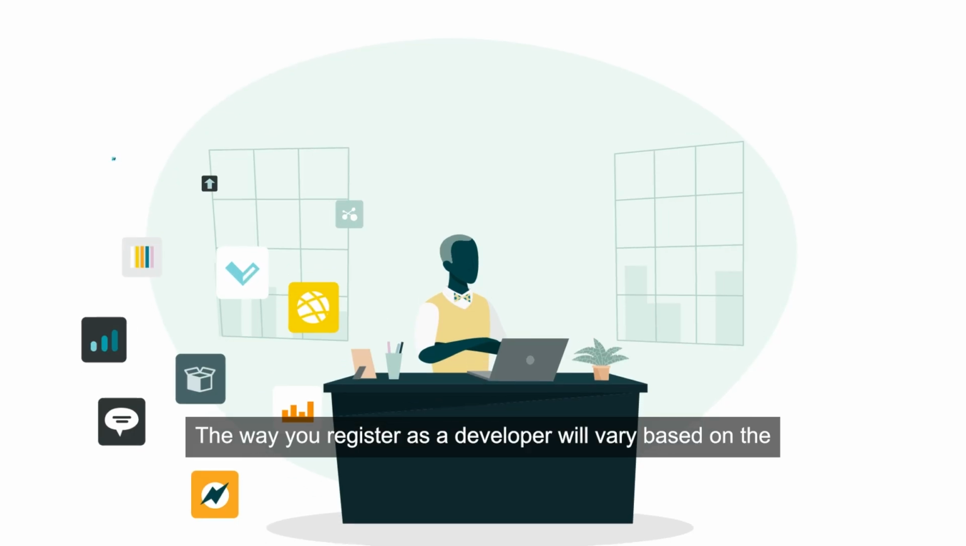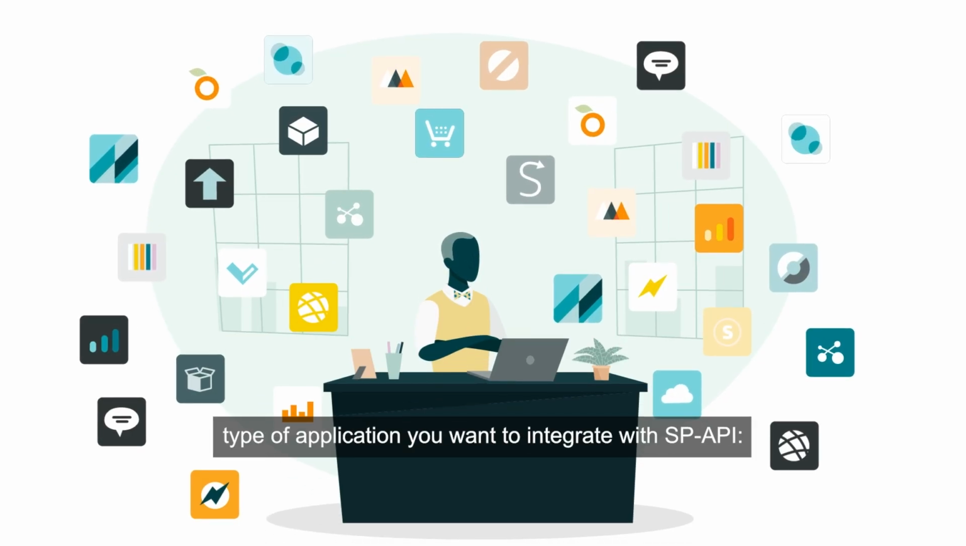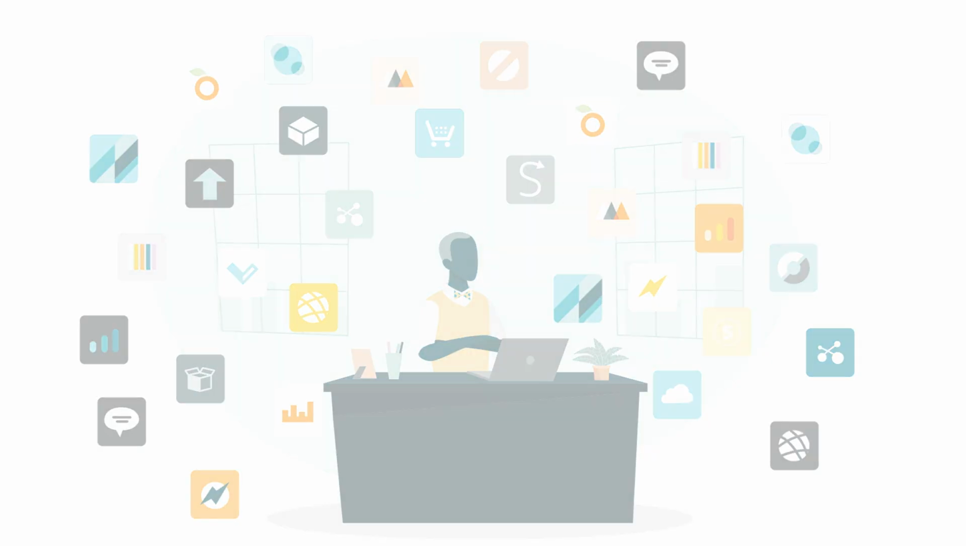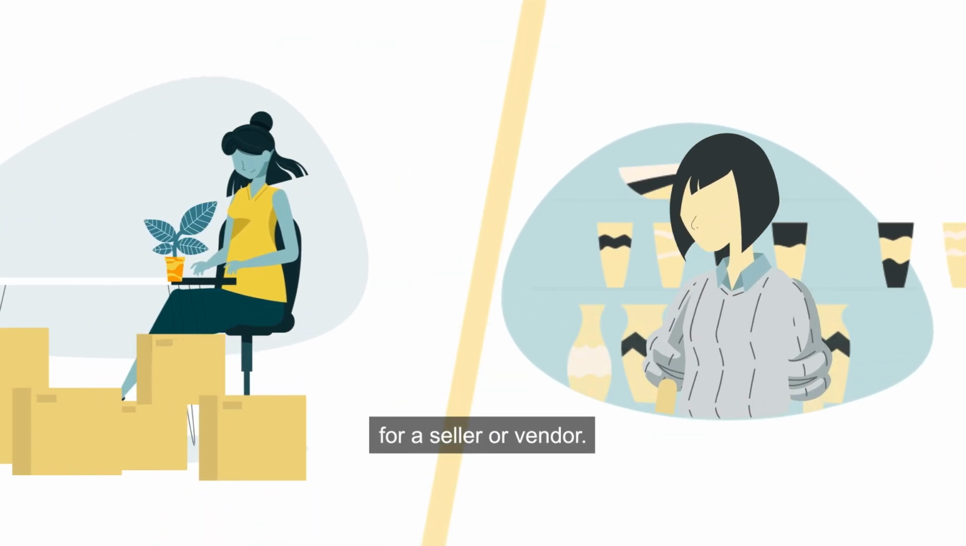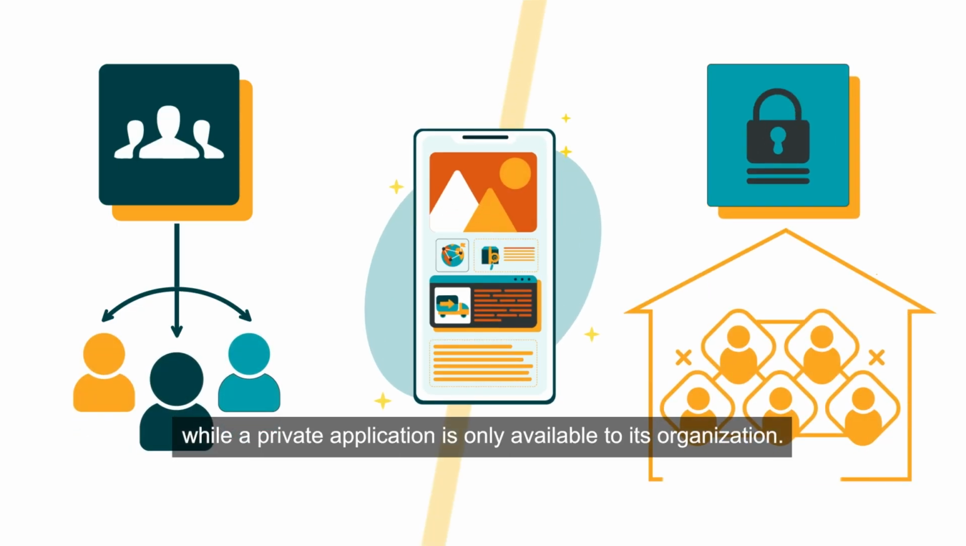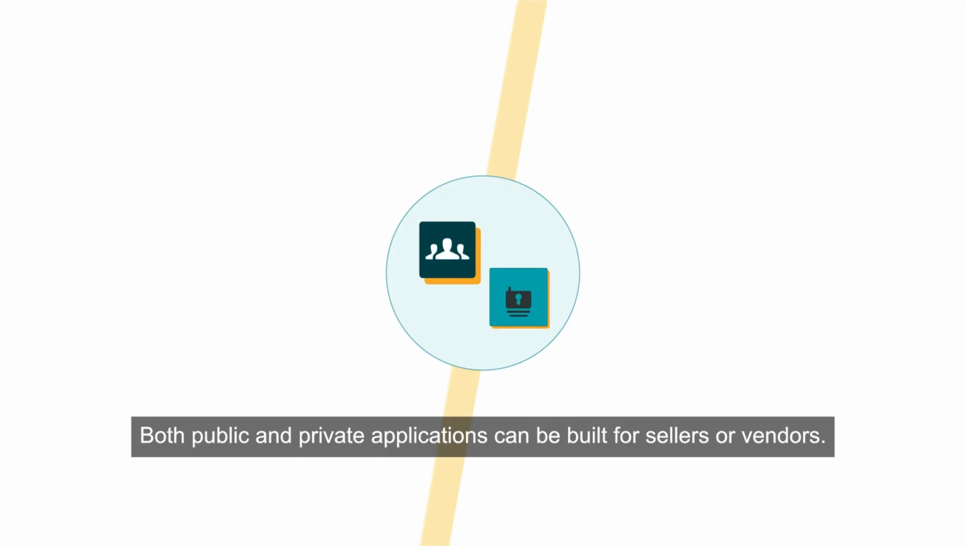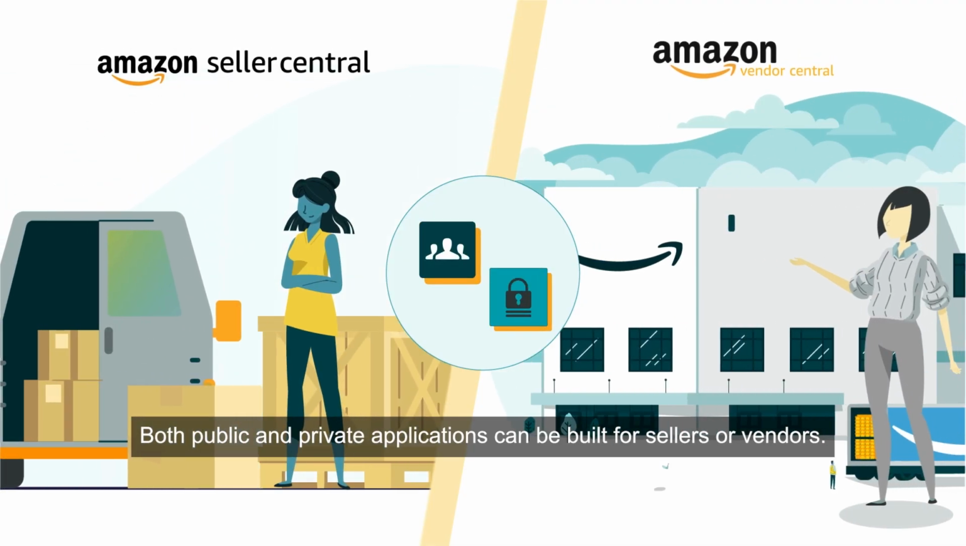The way you register as a developer will vary based on the type of application you want to integrate with SP API, public or private, for a seller or vendor. A public application is publicly available, while a private application is only available to its organization. Both public and private applications can be built for sellers or vendors.